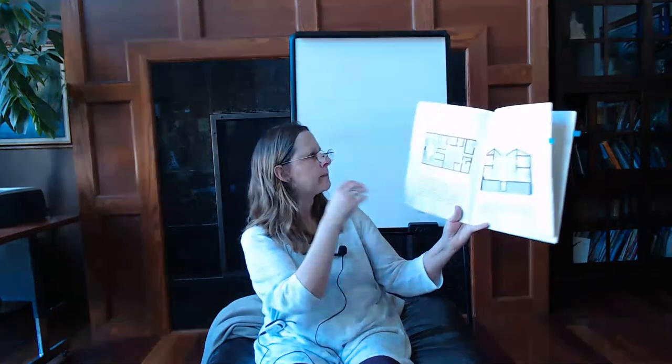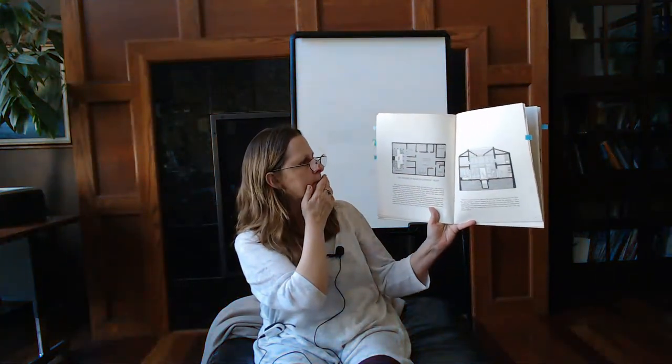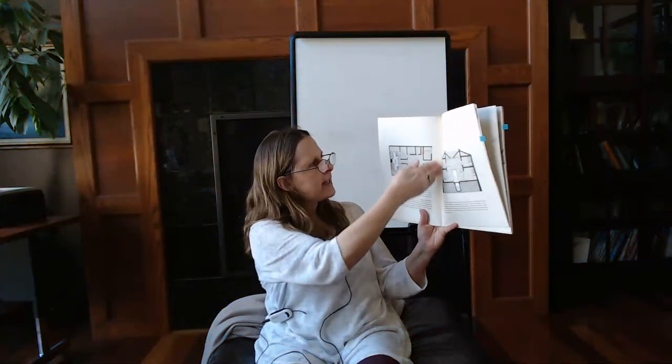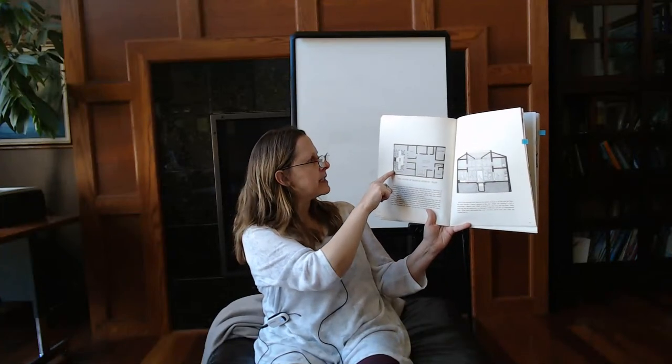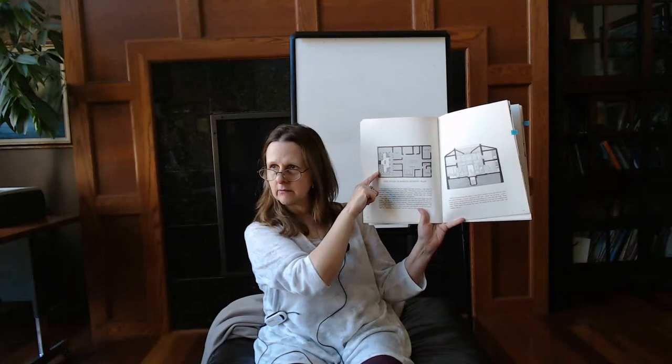Okay. So next up, we fill our town with buildings. People want to move in and they need homes. And here is a house plan. Roman houses were long and they faced the street. Here's the street. And in the back of the house, there was always a garden.